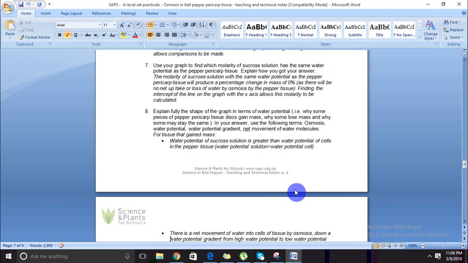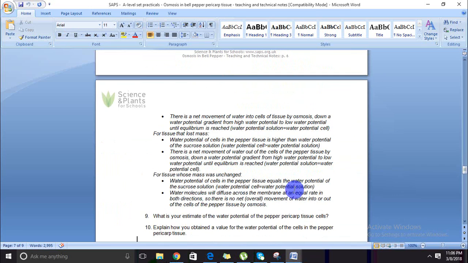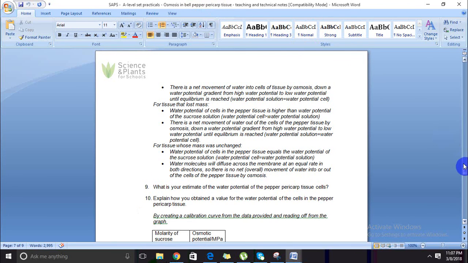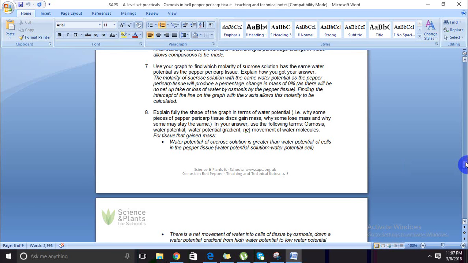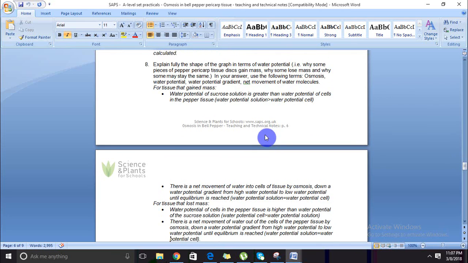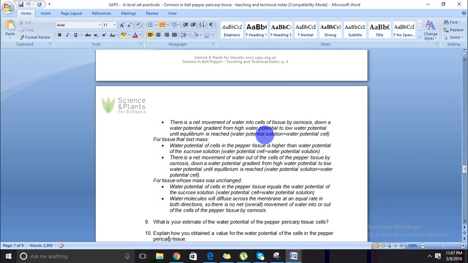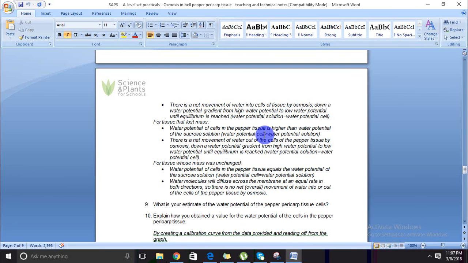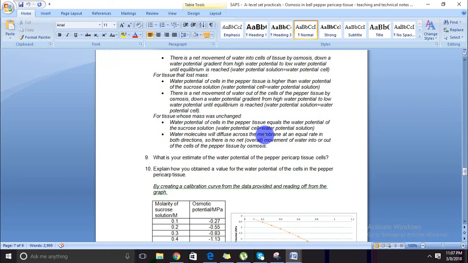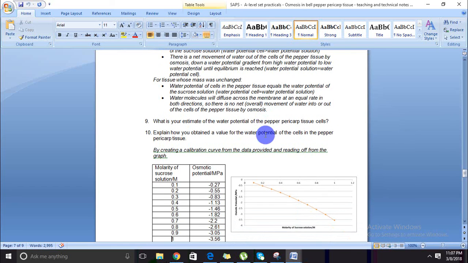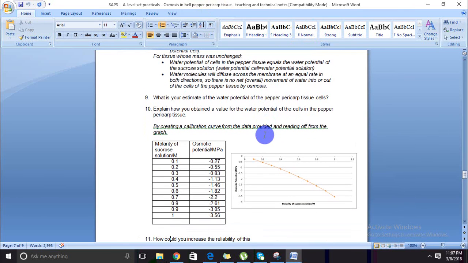Explain fully the shape of the graph in terms of water potential. That is why some pieces of pepper pericarp tissue gain mass, why some lose, and why some remain the same. Obviously because of differences. Explain how you obtain a value for the water potential by creating a calibration graph from the data provided and reading off from the graph.